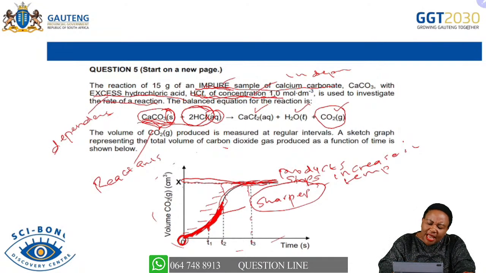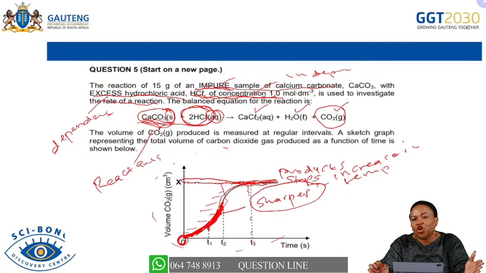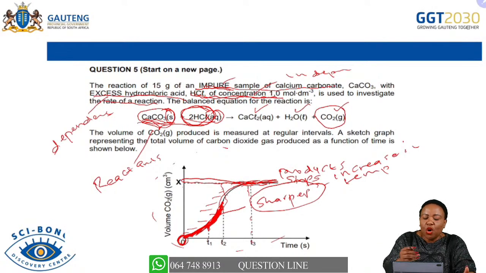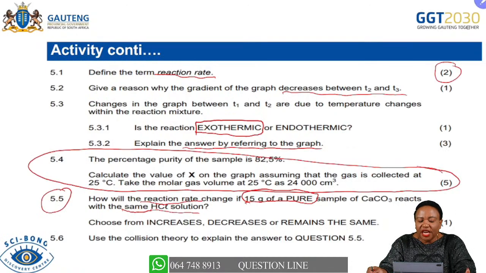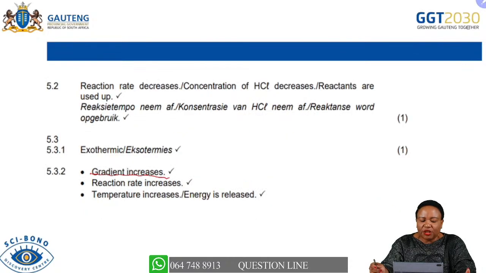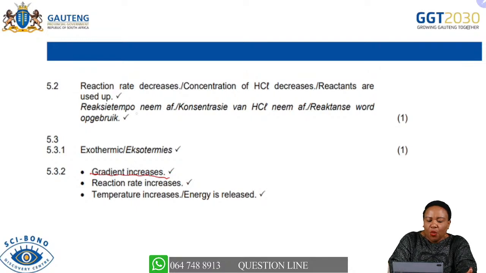If you use the same concentration of hydrochloric acid, which is the reactant whose concentration we could increase or decrease, in this particular question we are not going to change the concentration. We are just going to change the purity of calcium carbonate. If we change the purity of calcium carbonate, we expect the reaction rate to increase.